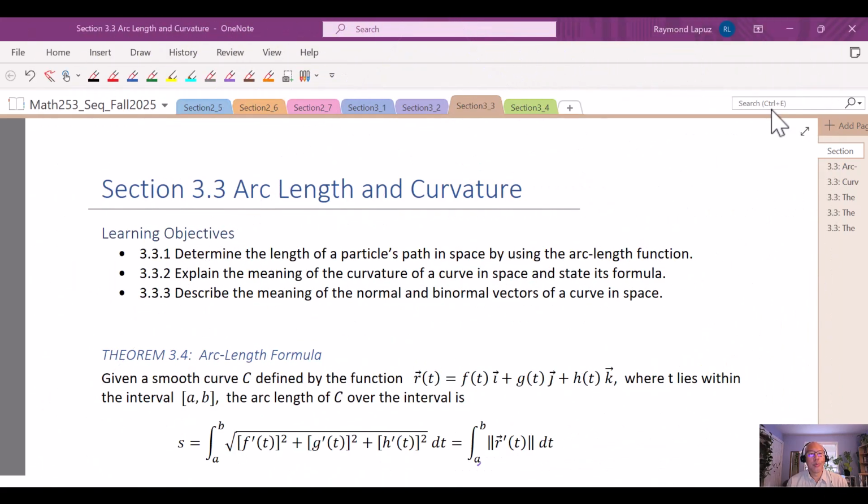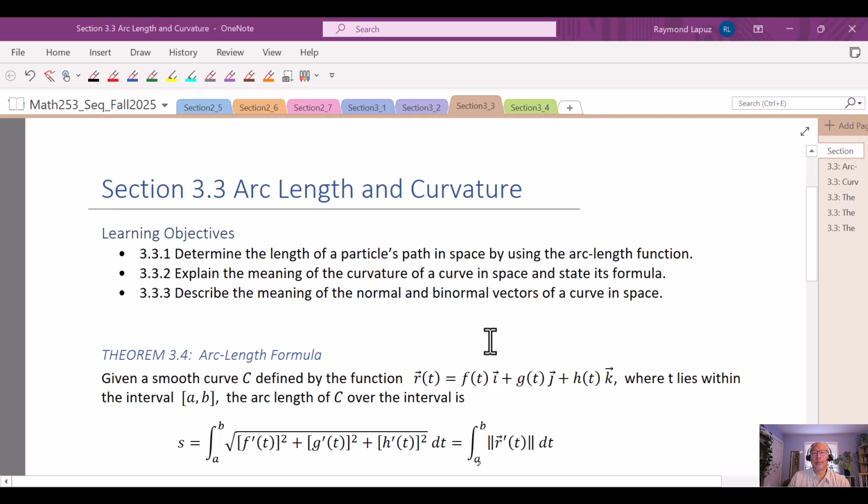In this video, we'll be focusing on the first objective, which is just the arc length. And then later on, we'll dive into the curvature and into these other things called the normal and binormal vectors. So we'll get to that. But for now, arc length.